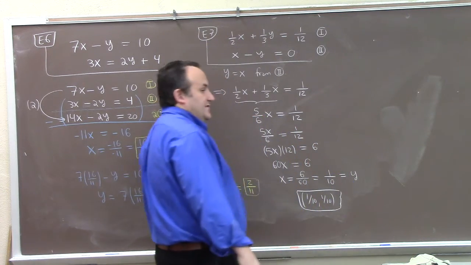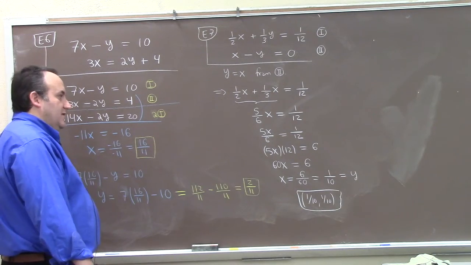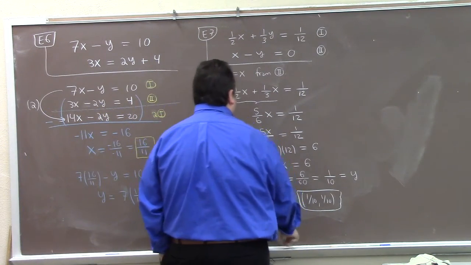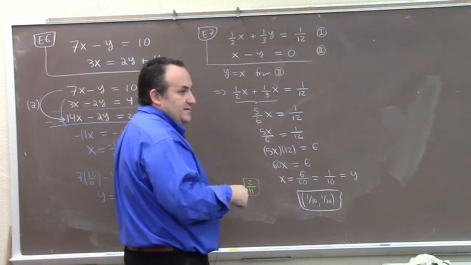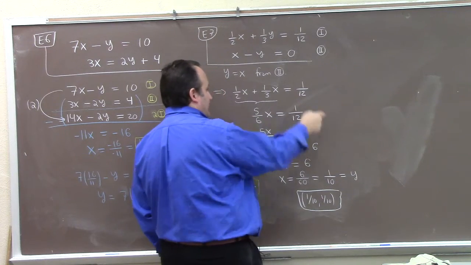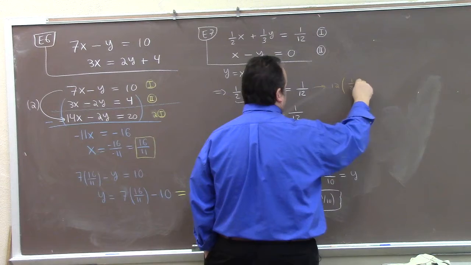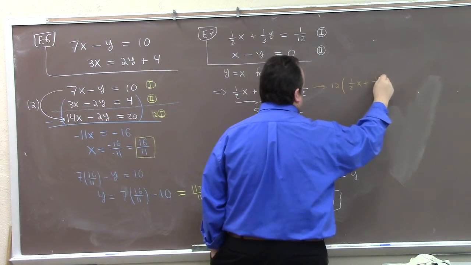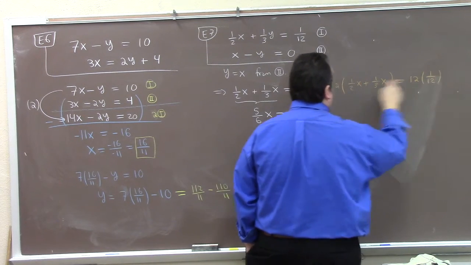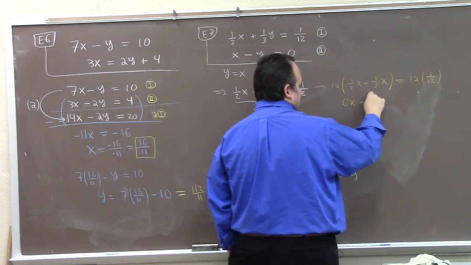What's the easier way to solve this problem? If you don't want to work with fractions like that, what I always do is I just pick the biggest, baddest fraction and multiply by it to get rid of it. Here, the biggest, baddest one is 12. Multiply by 12. What do you get? 12 over 2 is 6. 12 over 3 is 4.